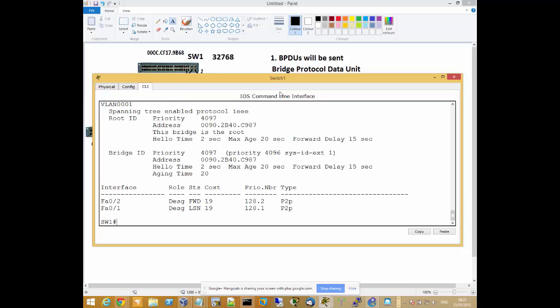Then if I go end and I go show spanning tree, now look at this. Now switch one, which is switch two in our diagram, is saying I am the root bridge. Because now it has the lowest priority, even though it has the higher MAC address. But the first thing they will evaluate is who has the lowest priority. So if they all have the same priority, then they'll use MAC address.